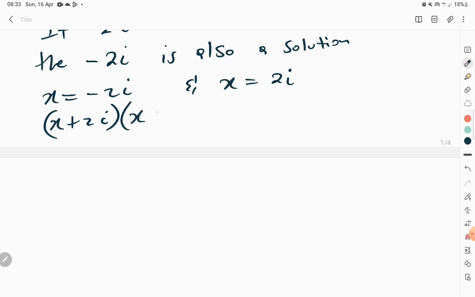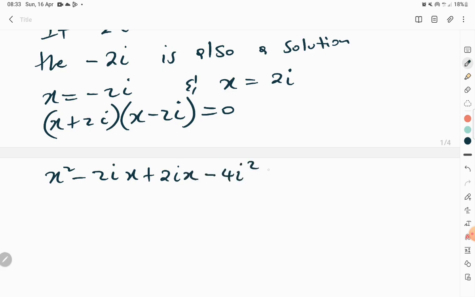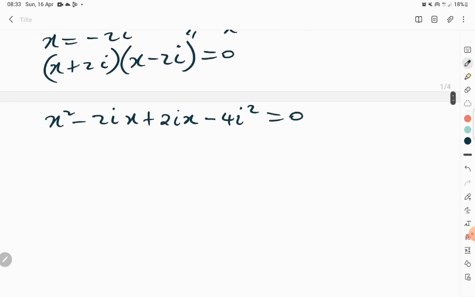Then you also have x minus 2i is equal to 0. Then let's do this function. Then you have x squared, then x times that, you have negative 2ix, then you have plus 2ix, then you have negative 4i squared. This is equal to 0.